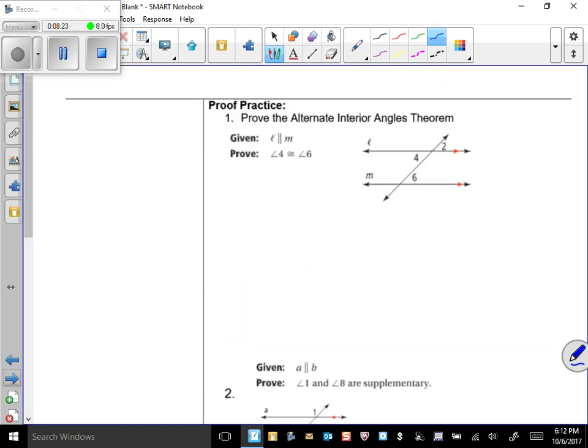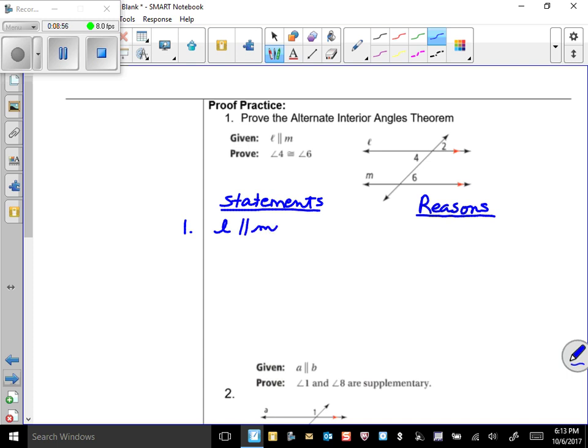All right, what do we have next? Ooh, a couple of proofs and then some more practice problems. Okay, we can work through these proofs together. So let's write our statements and our reasons. And in this proof, we're trying to prove the alternate interior angles theorem. So remember, whenever you're proving a theorem or a postulate, you cannot use that theorem or postulate.